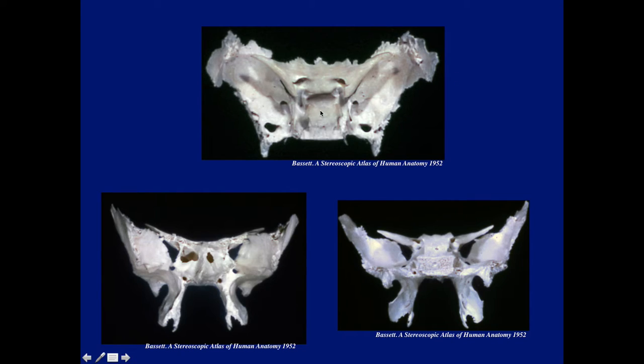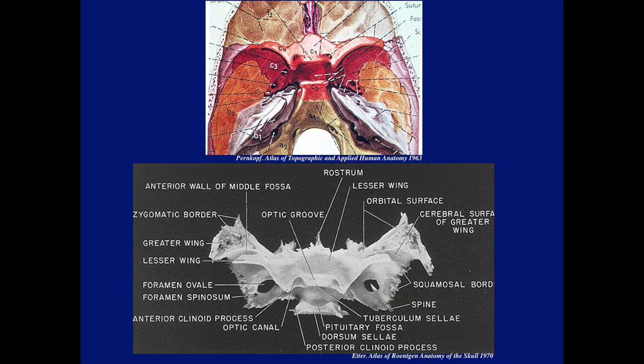Here we see it looking from above. This is looking at the sphenoid bone by itself from the front, and this is looking from the back. As you can see in this diagram of the sphenoid bone looking from above, there's a tremendous amount of structures in the sphenoid bone, and we will just focus on a few of them today. The rest of the structures I'll cover in some other talks.